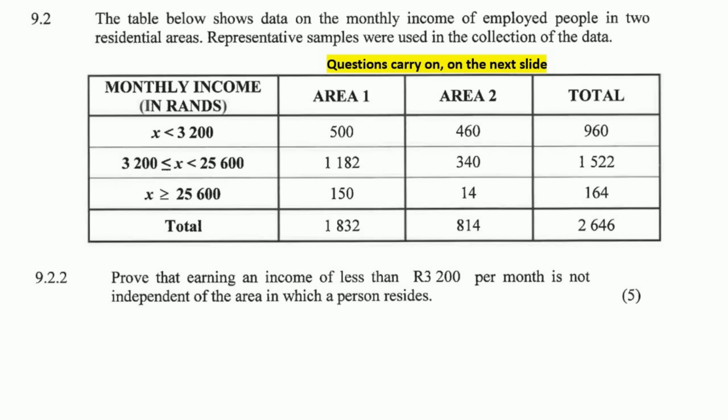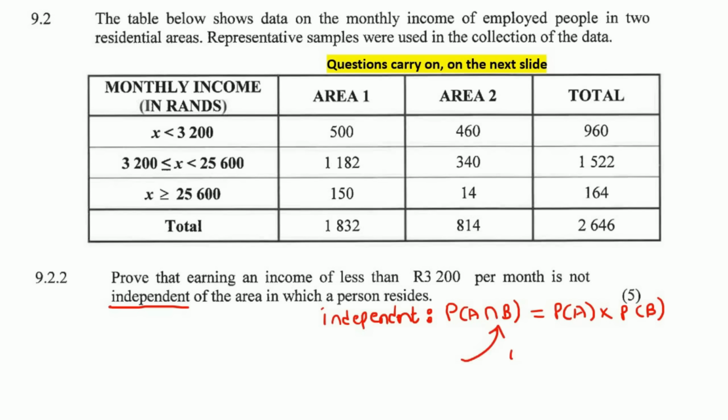Prove that earning an income of less than 3,200 is not independent. Okay, so I'm not really reading any of that stuff. All I know is that they're looking at independent. So what must we do when they say independent? Because they like to ask this in exams. So independent means the following. Okay, so if this formula is true, then we call this independent. If this formula is true.